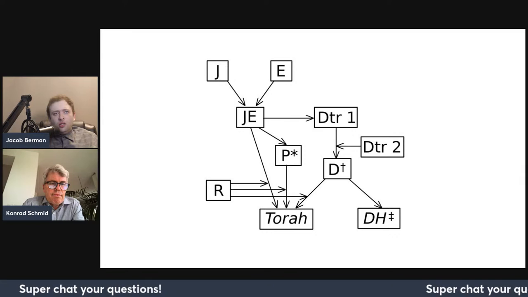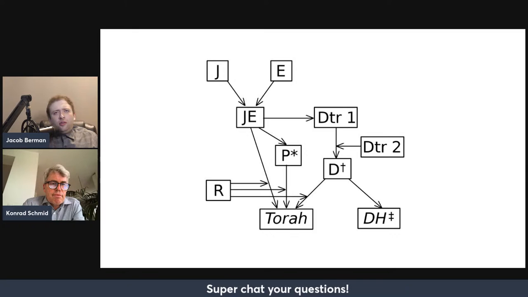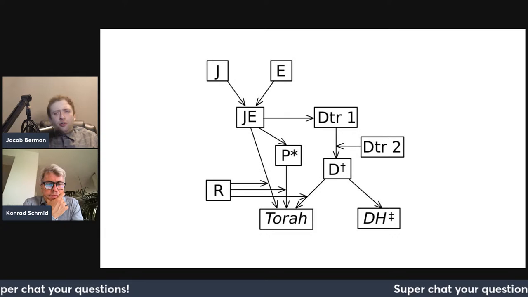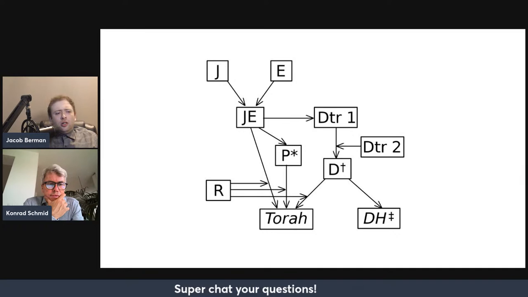I know you talk about in the book that you put a level of redaction in Genesis, and I think Exodus as well, and you were just saying it earlier, into the Persian period or somewhere around there. What led you to that conclusion?